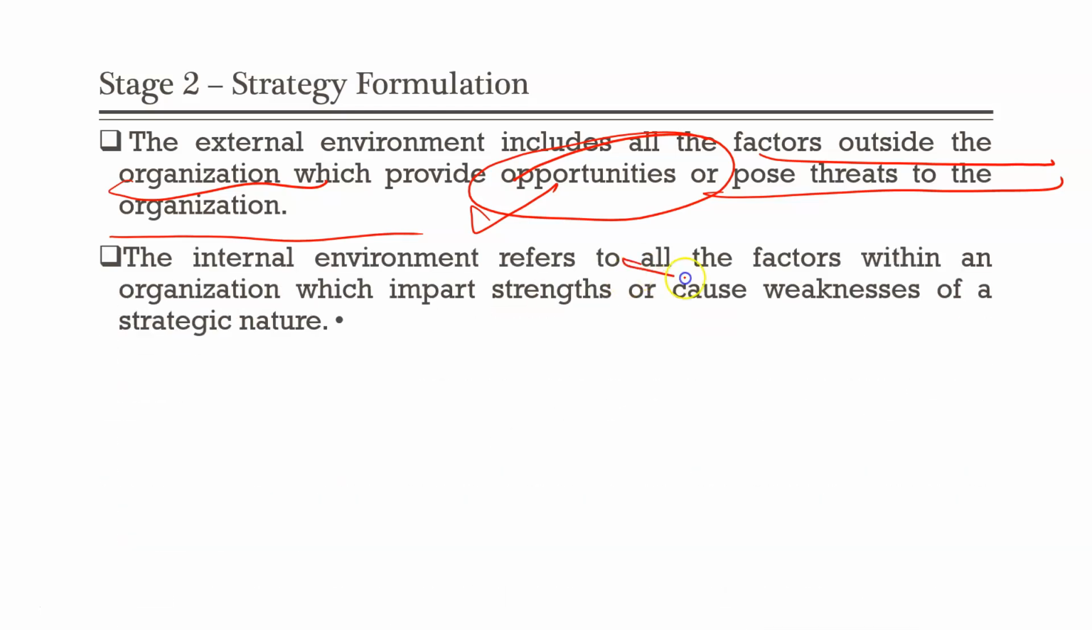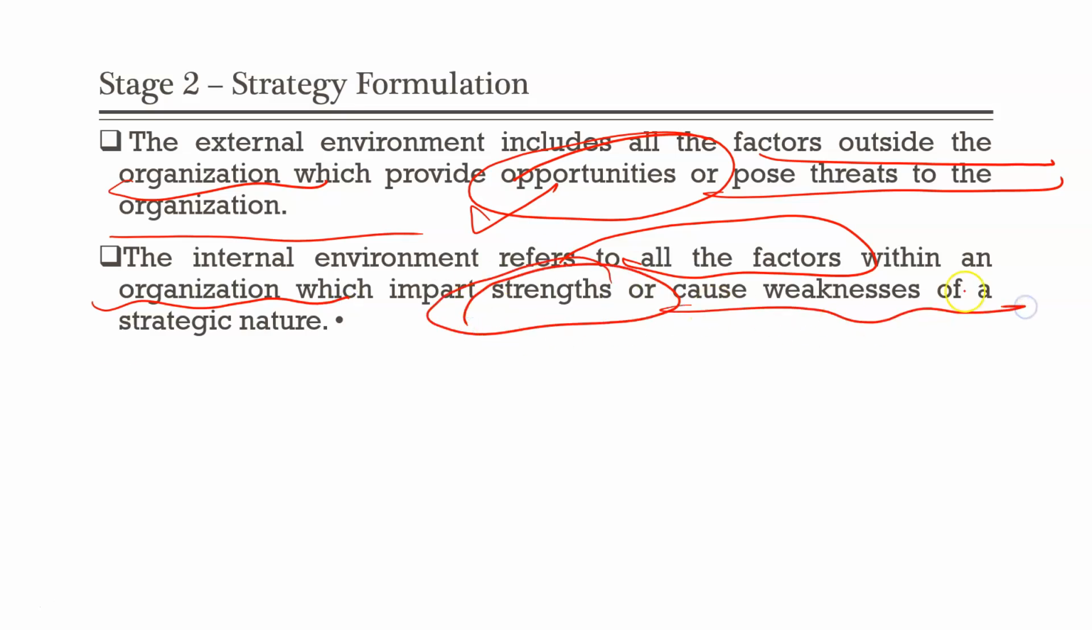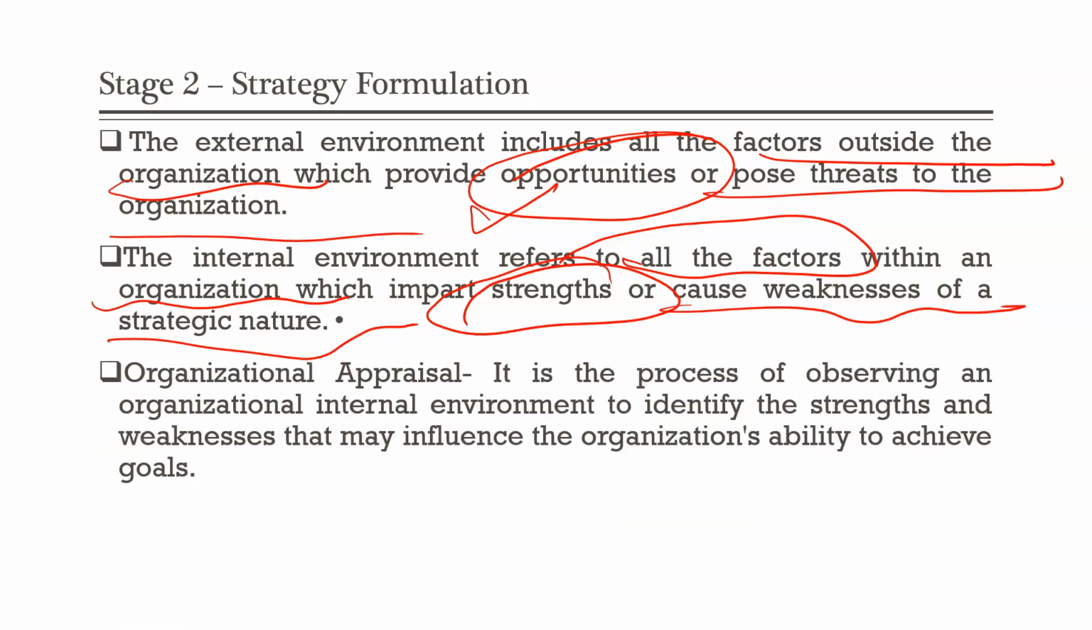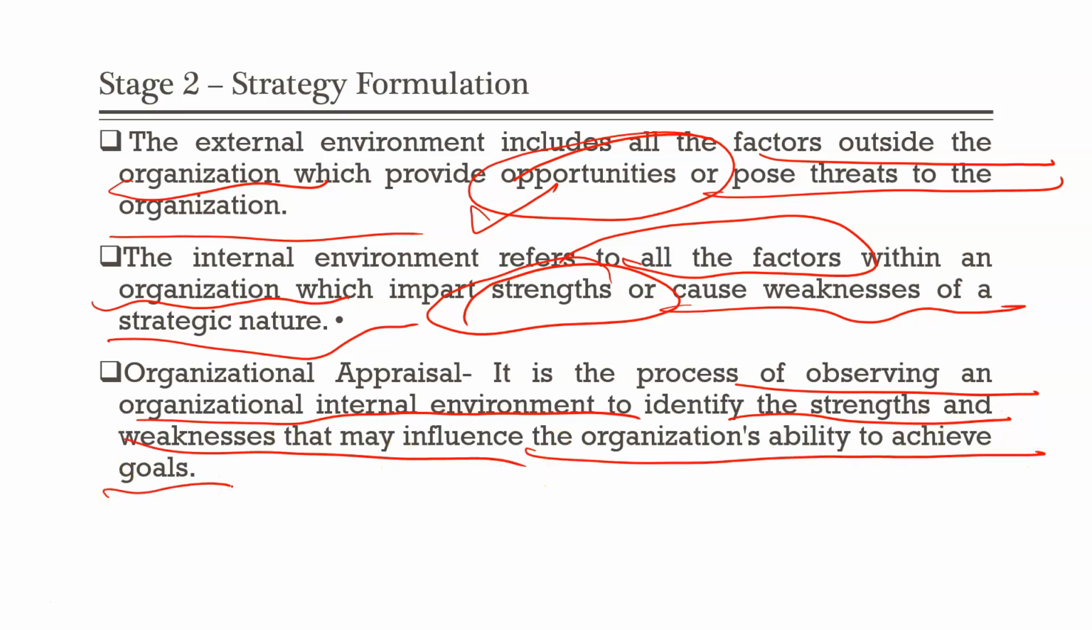The internal environment refers to all the factors which are within the control of the organization, which includes your strengths and which also includes your weaknesses. So we need to identify what are our weaknesses, what are our strengths, and we need to work on both internal as well as external environment first. And then we need to work on organizational appraisal. It is the process of observing an organization's internal environment to identify strengths and weaknesses that may influence the organization's ability.